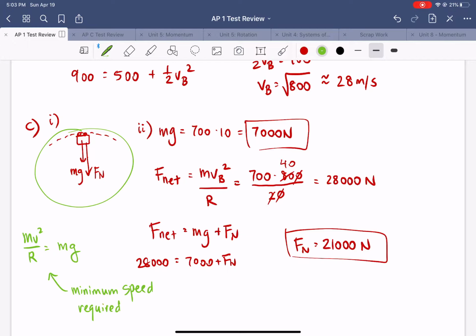Then if we know the minimum speed that the cart needs at point B, we can calculate how much kinetic energy the cart would have at that point. We could also calculate how much gravitational potential energy it would have at that point just by looking at the 50-meter height. And we could then find out how much total mechanical energy the cart would have at point B, and we could set that equal to the total energy at part A and figure out what the height of the loop would need to be. All right, so that's if you're wanting something a little bit extra to try, see if you can figure out the answer to that part.